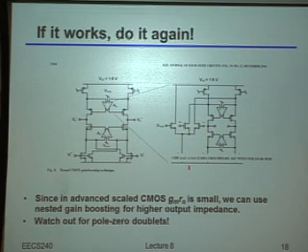Yes? So for this nested gain boost, are you actually just adding pole zero doublets, or are you actually moving it to lower frequency?